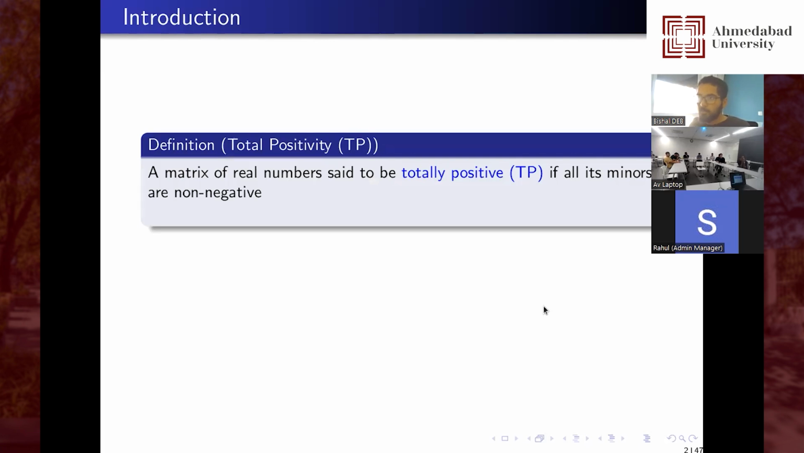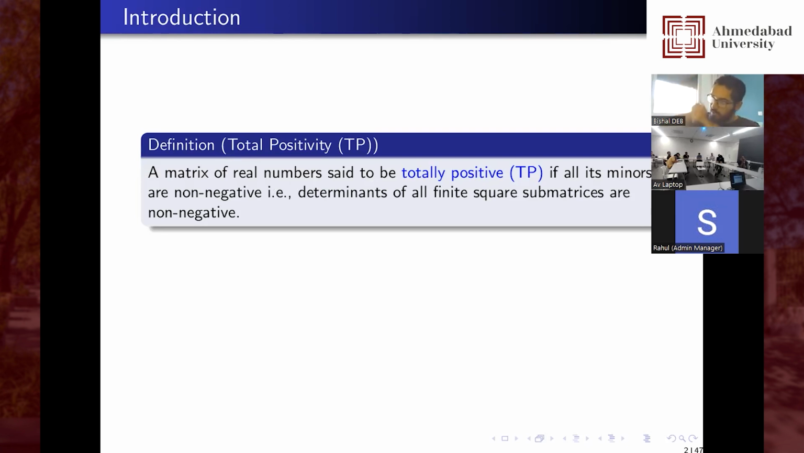So a matrix of real numbers. You have a matrix, its entries are real numbers. It is said to be totally positive if all its minors are non-negative. What I mean by this is you pick a finite number of rows, a finite number of columns. You take that square submatrix, the same number of rows and columns, and its determinant should be non-negative, and that should be true for all minors. That is, any finite square submatrix should have a non-negative determinant.